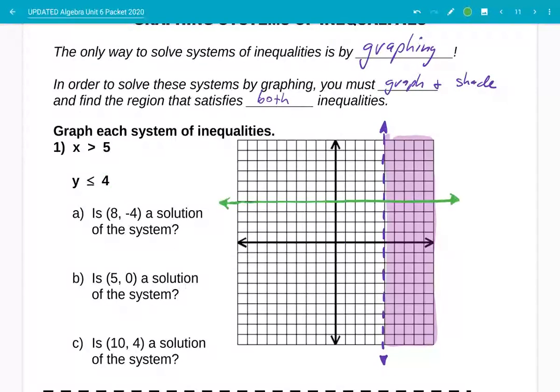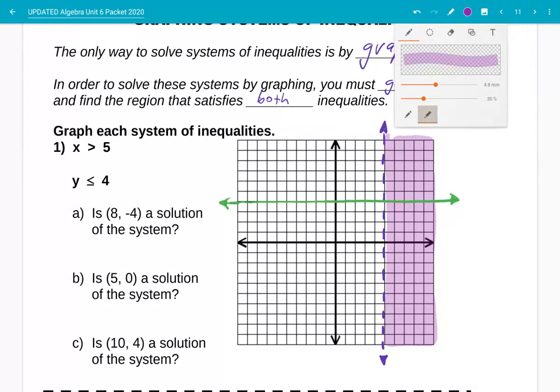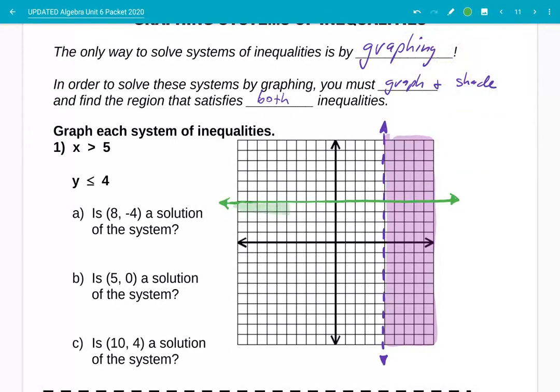Then I'm going to shade. Remember, if you can make the letter D with your inequality symbol, for down, then you're going to shade down. So we're going to shade down, and I'm going to get my highlighter back and use this green, and then you'll see the solution set. I should have used a better color.